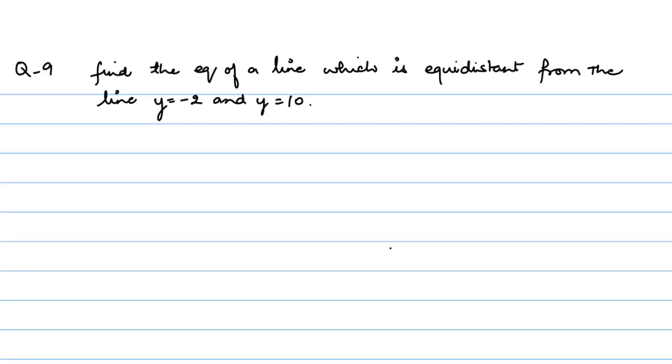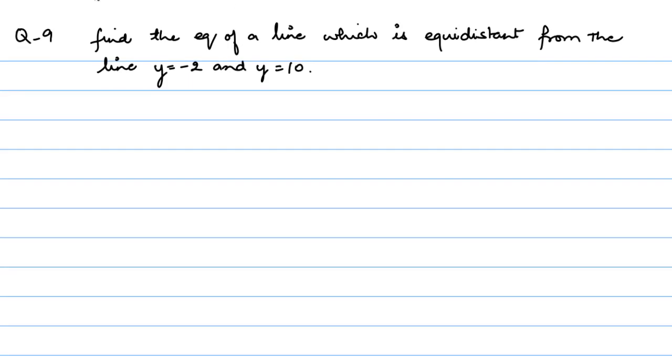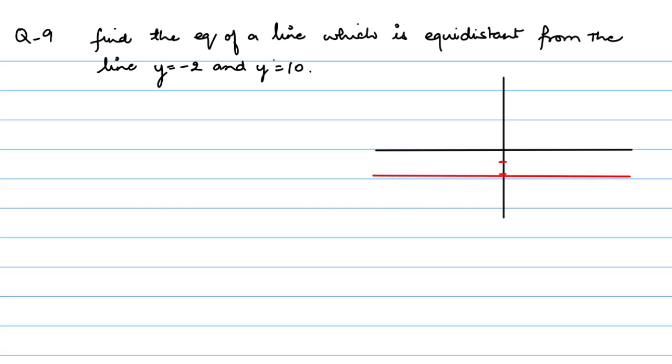Similarly, we go to the next one. This is pretty much similar to the previous one. Let's say we have this situation. We have to find a line which is equidistant from these two lines. For example, y is equal to -2 is the line parallel to x-axis at a distance of 2 units below x-axis. This is y is equal to -2. Similarly, y is equal to 10 would be somewhere here. This is above x-axis. This is your y-axis. This is your x-axis. Now this point is (0, -2), and this point is (0, 10).